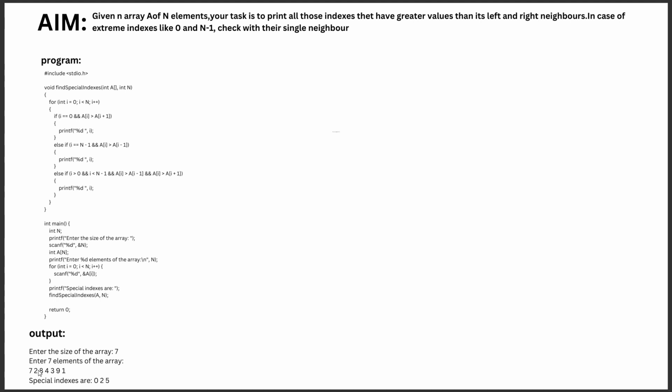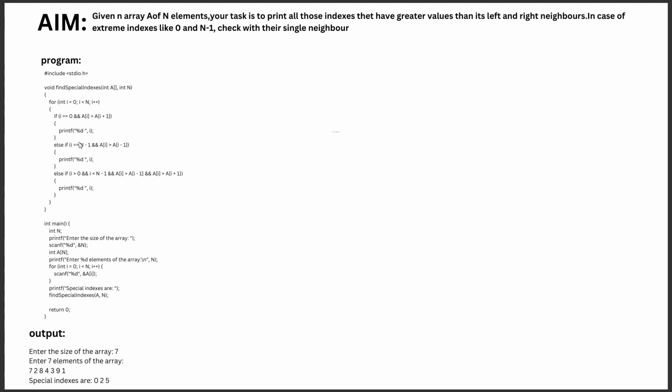Now coming to the next index, number 1, which is 2, which is not greater than both of its neighbors, so index 1 is not a special index. Coming to index 2, which is 8, greater than 2 and 4, so the case is satisfied. Checking all, the special indexes are 0, 2 and 5. We have to print everything in the same way as given by the user.